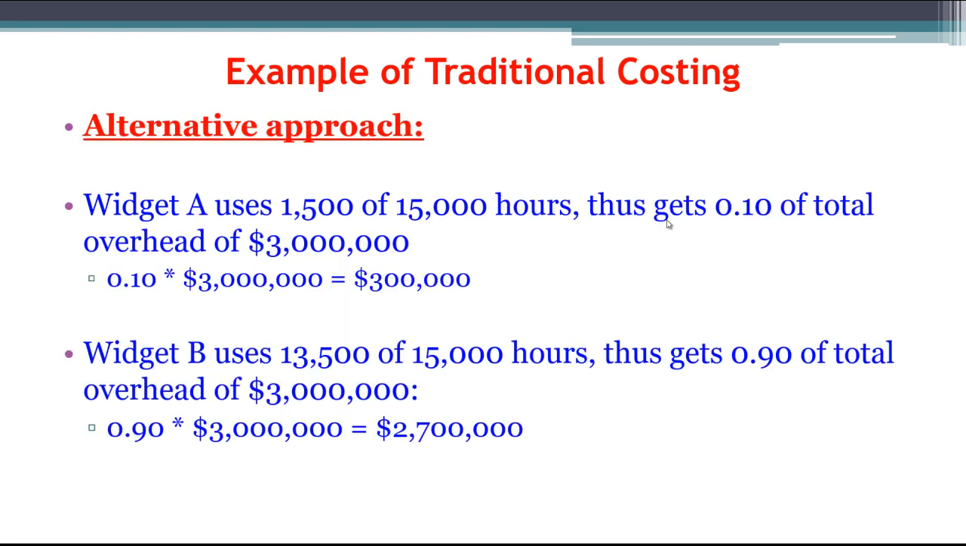Now, another way to look at this, if you don't want to get the rates, you can actually use an alternative approach here. You could say that, hey, widget A uses 1,500 out of the 15,000 hours, so they should get 10% of the total overhead as well. They're getting 10% of the hours, they should get 10% of the overhead. 10% of $3 million is still $300,000. Widget B, 13,500 is 90% of those 15,000 hours, so they should also get 90% of the overhead, $2.7 million.